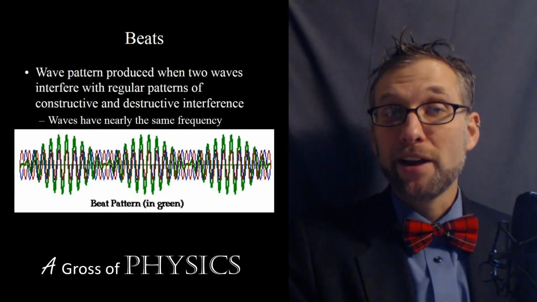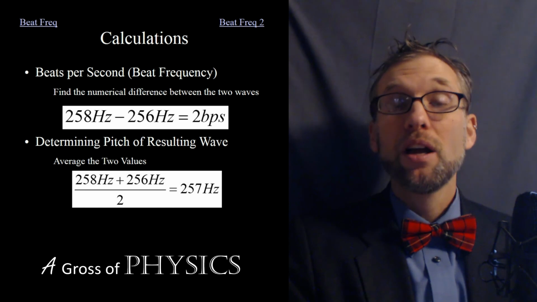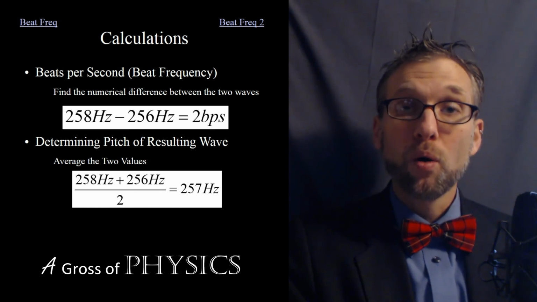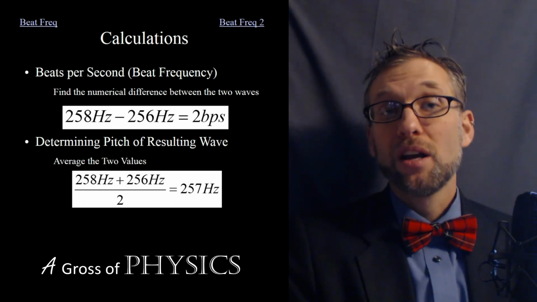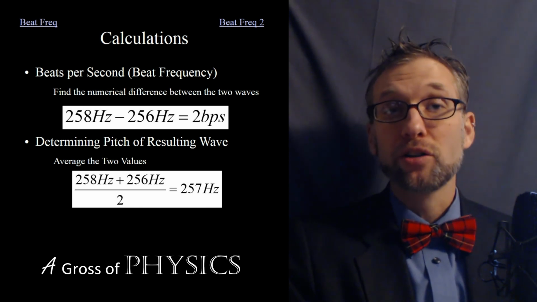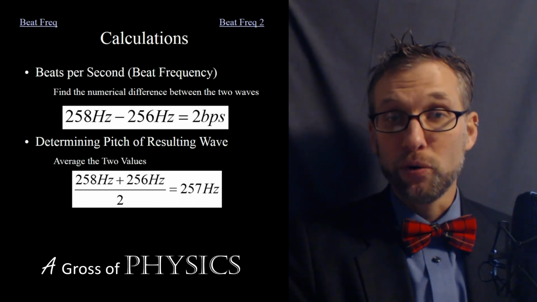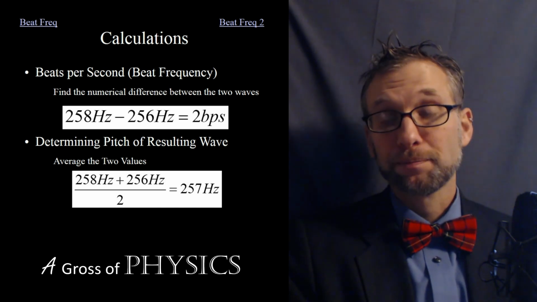When we produce a beat pattern, we hear what's called a warble, and that's alternating loud and soft sound, kind of like this, wah, wah, wah, wah, which is undesirable if you're trying to tune an instrument, and you would actually try to produce a situation where you only hear one note and no warble itself.